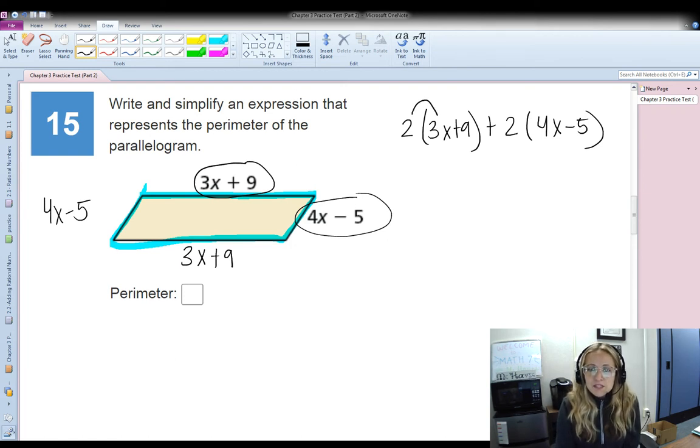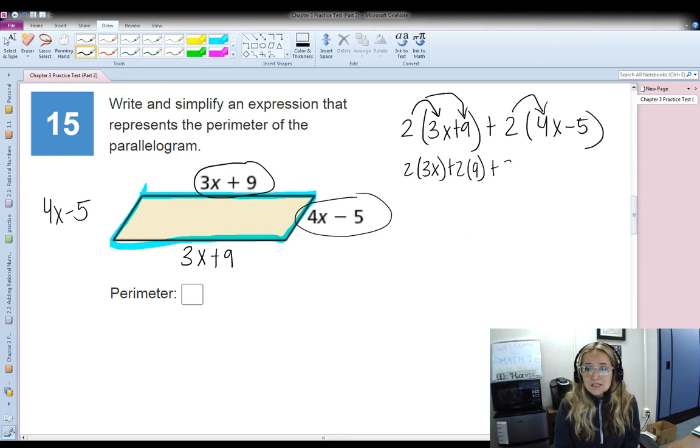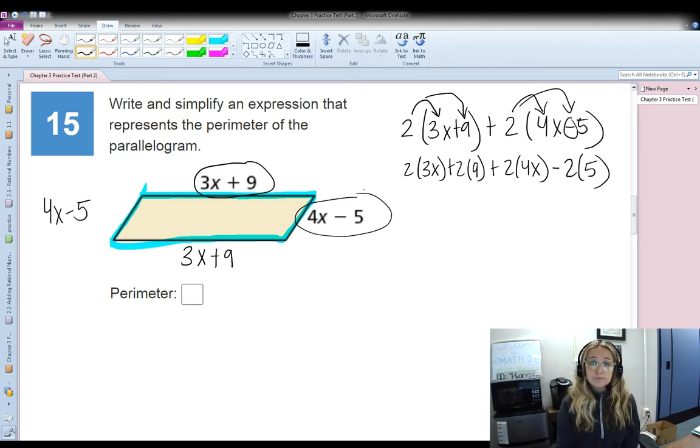So to do that, we need to distribute. All right. So we're going to have 2 times 3x plus 2 times 9. And then we need to distribute this 2 plus 2 times 4x. It's a minus sign. Minus 2 times 5. Okay, let's simplify it out. 2 times 3x will give me 6x, plus 2 times 9 is 18, plus 2 times 4x is 8x, minus 2 times 5, which is, oops, that's going to be a minus 10. Be careful of your signs.